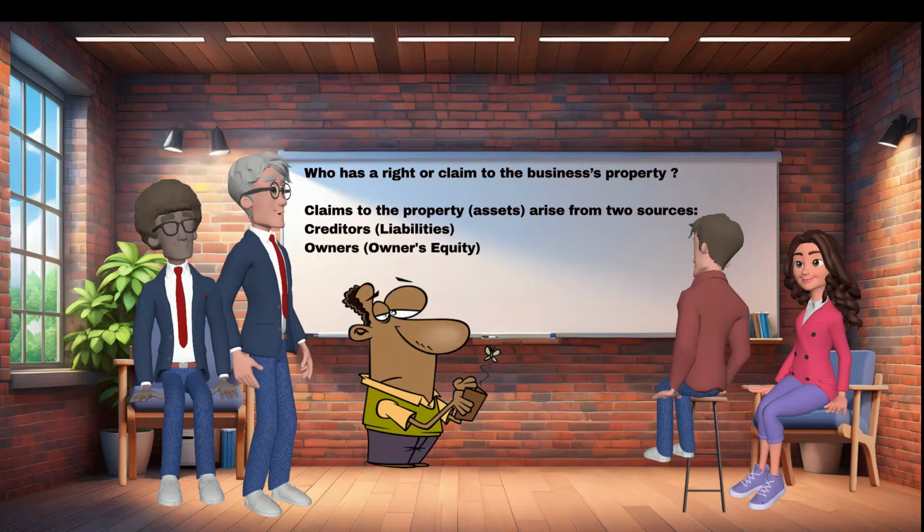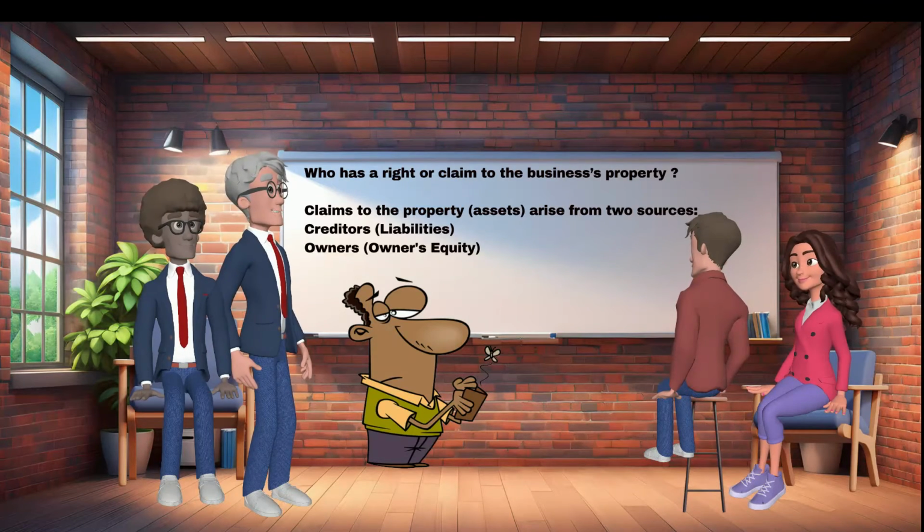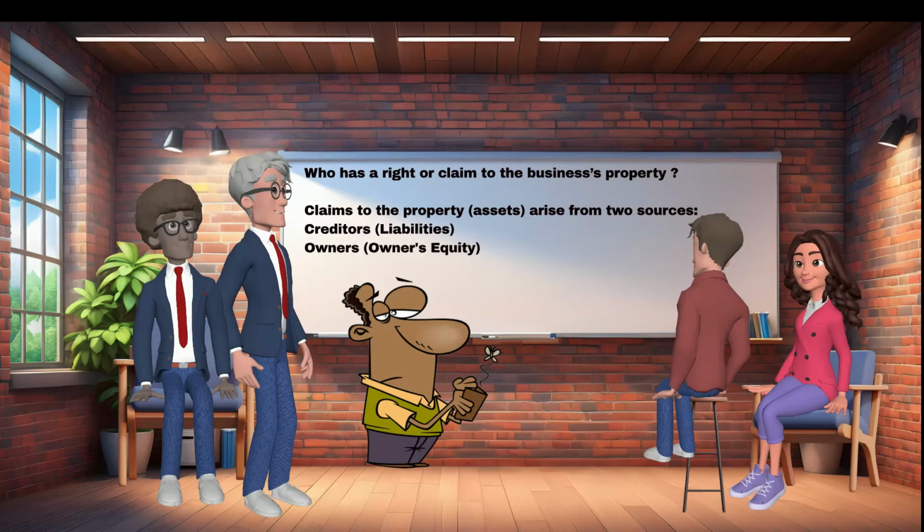Claims to the property (assets) arise from two sources. Creditors of the business, liabilities: those from whom the business borrows from or buys from on credit are called creditors. The creditors have a claim to the property (assets) of the business until they are paid. These creditor claims are called liabilities. Two common types of creditors are a business's suppliers and bankers.